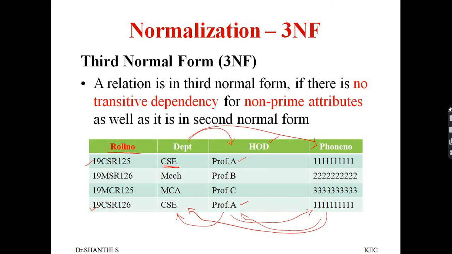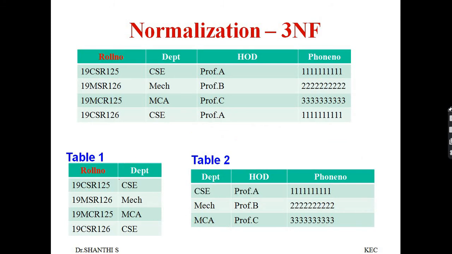Okay. Now this is decomposed into 2 tables. In table 1 we have roll number and department. Roll number is the primary key, and in table 2 we assume the department is the primary key. Here roll number is the primary key, department is a non-prime attribute. If you take CSE, there are 2 possible values. So by using department, it is not possible to identify a tuple.